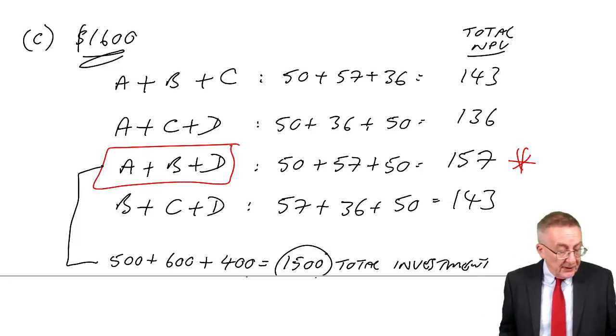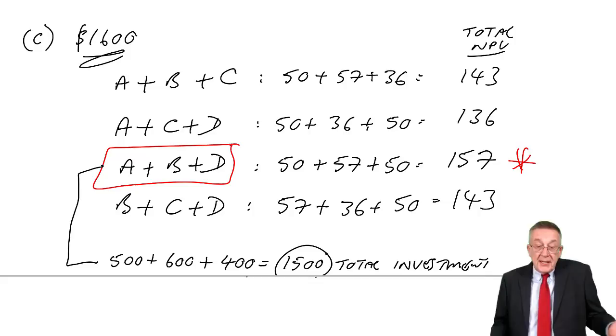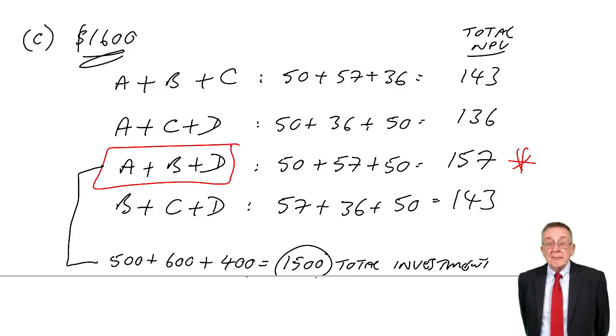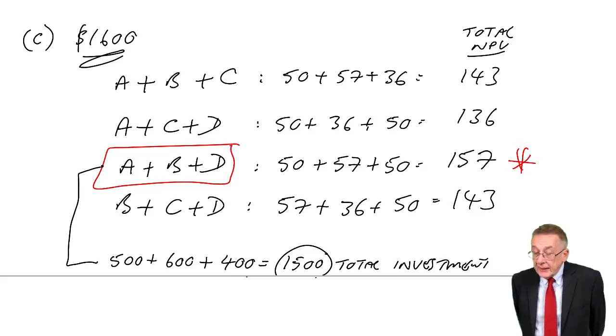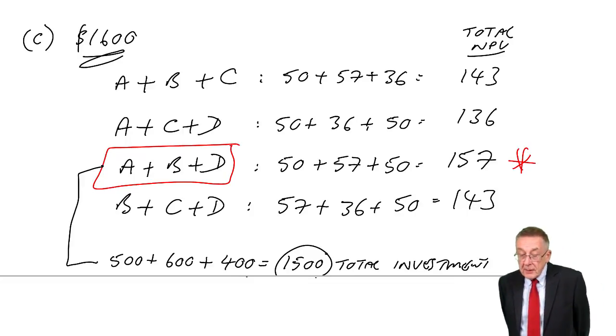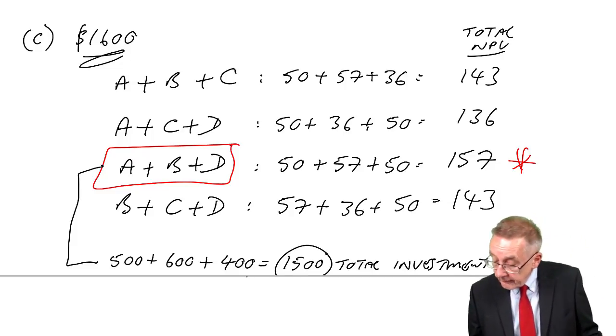Now, some people say, oh, put it on deposit and then we can earn interest. Well, fine, yes, but if that was possible, we'd have been told. It would effectively have been a fifth investment, but there's no mention of being able to do anything else with our money. So what about the other 100? Well, the answer's quite simple.